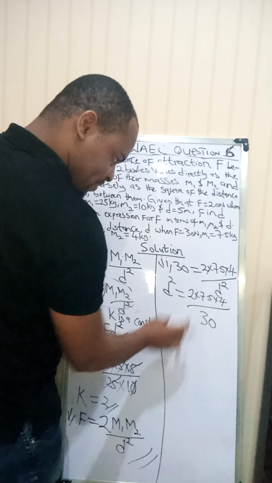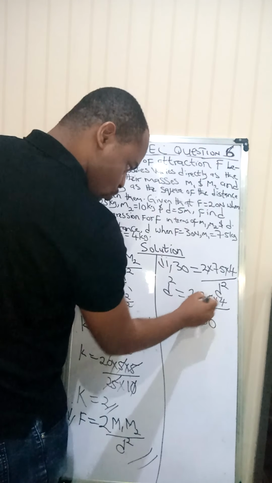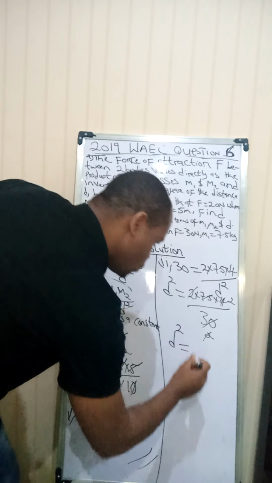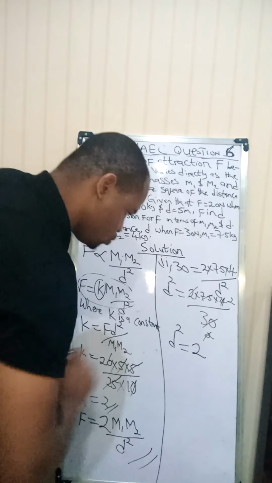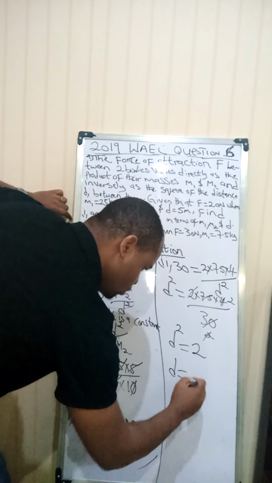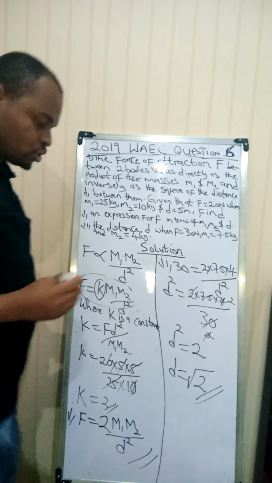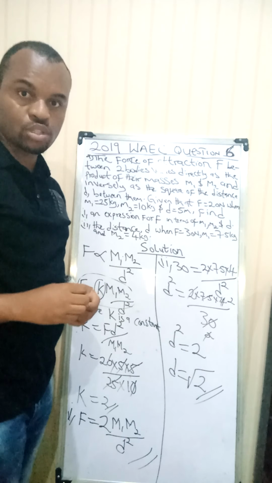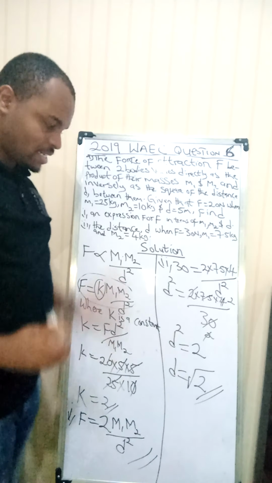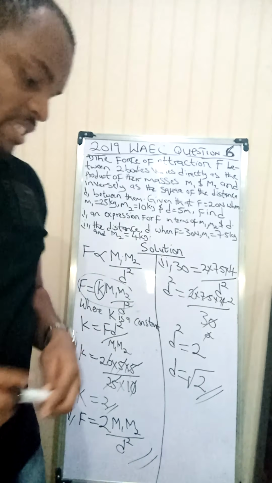2 times 7.5 is 15. 15 in 30 is 2, then 2 into 4 is 2. So I'm having my d squared equal to 2. So my d will be equal to the square root of 2. You can punch your calculator to get the square root of 2, but that's the answer. d is the square root of 2. Now we've been able to solve the first question there.